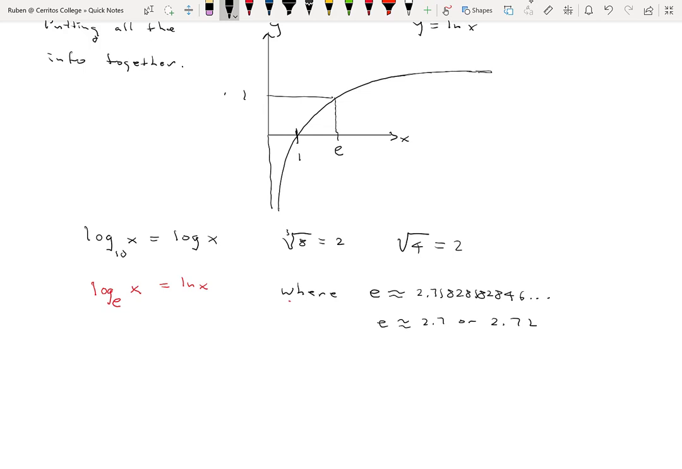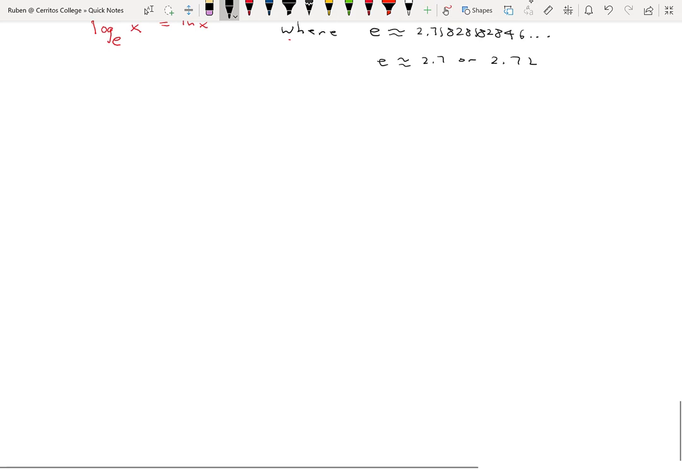Okay, so now let's do some calculus with this natural logarithm function. What do we do in calculus? Two main things. We differentiate, we find derivatives, and we integrate. So let's practice with some derivatives using the natural logarithm function. Let's find the derivatives of some functions.